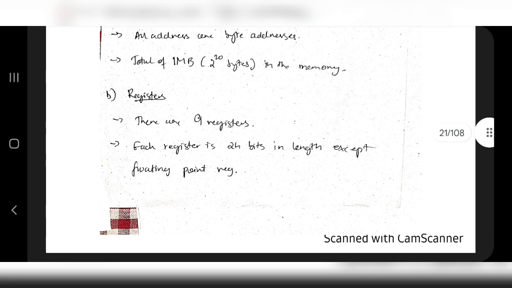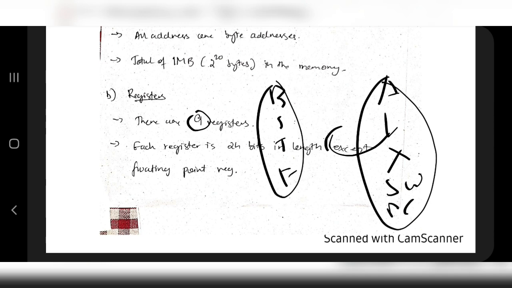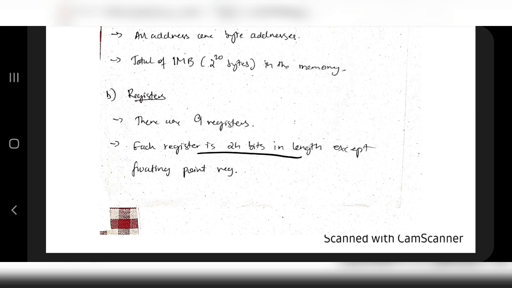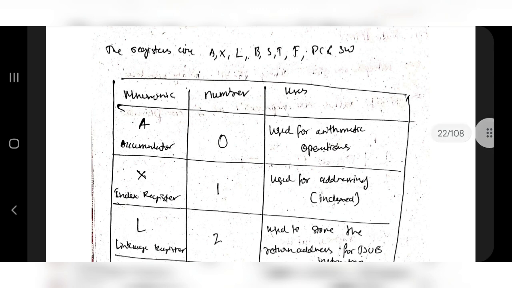So in registers we have 9 registers. In the previous one you just had 5 registers. If you remember, it was A, L, X, S, W and PC, right? 5 registers were there. Now along with this one, 4 more registers will come: B, S, T and I guess F. These 4 registers will come extra. Each register's length is the same as the previous one, and here we have the floating point also. So these are the 9 registers.